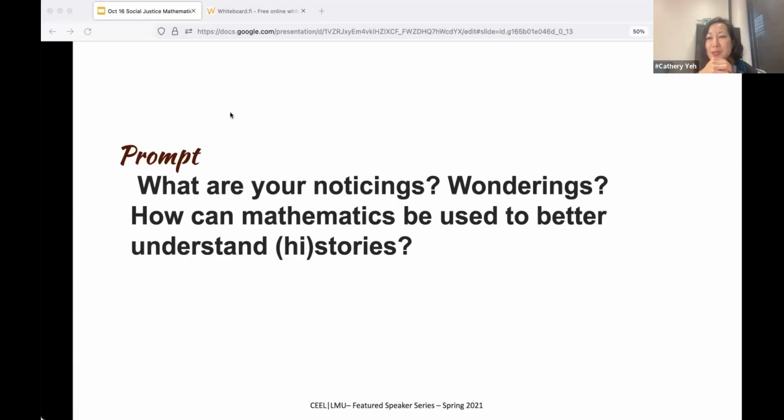Better here. What are you noticing? What are you wondering? How can mathematics be used here? Thinking about your grade level, what are some possibilities?